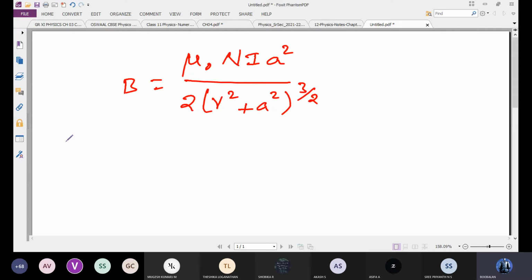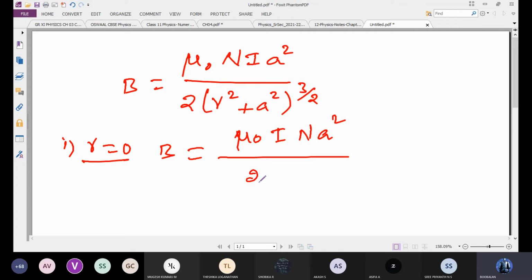So what is the first case? The r value, small r, equal to 0, at the center of the current loop. At the center of the current loop, what is the magnetic field? So this is the question. Okay, from the formula, just apply the r value 0. Then you will get B equal to mu naught I n a square divided by 2 into a square power 3 by 2.